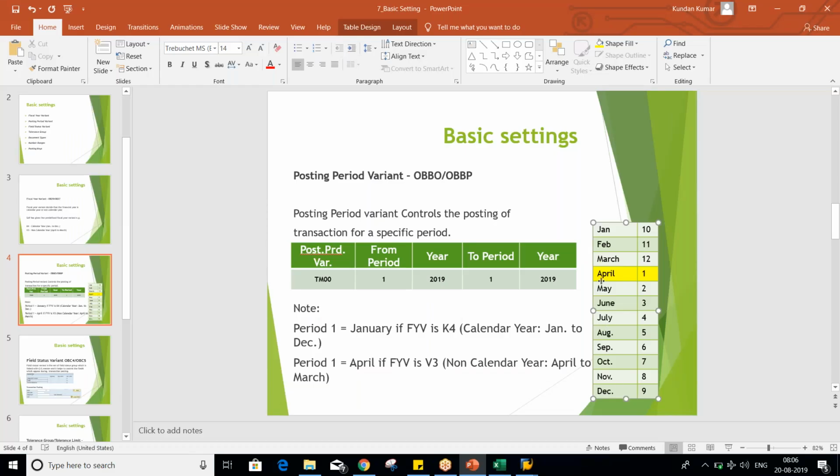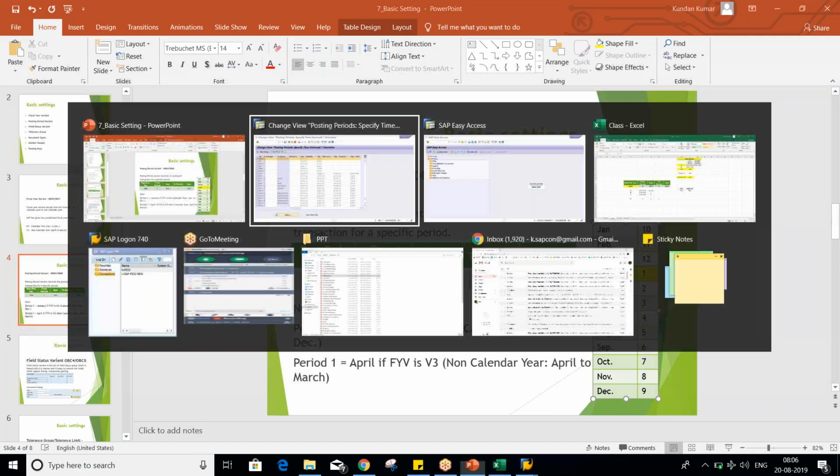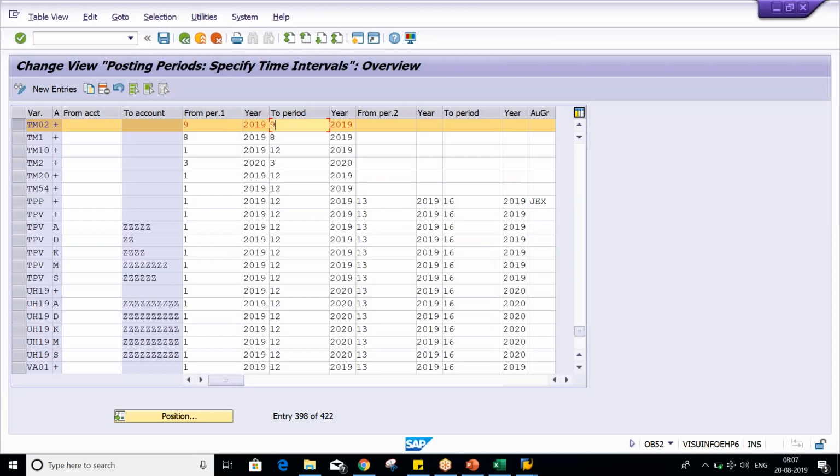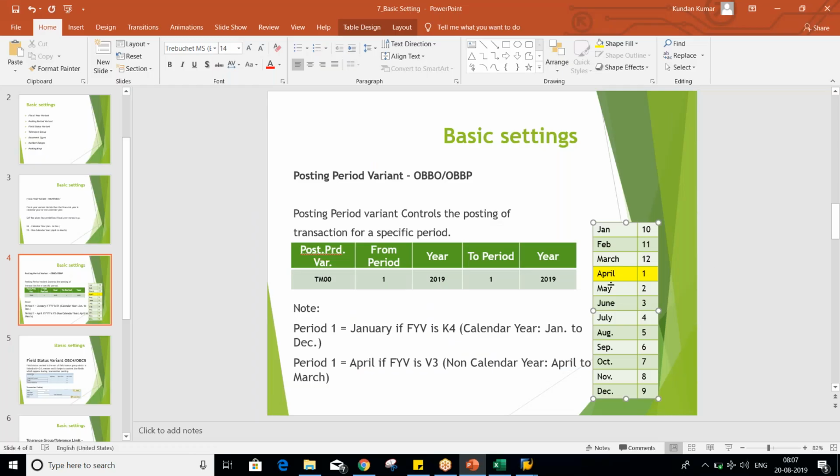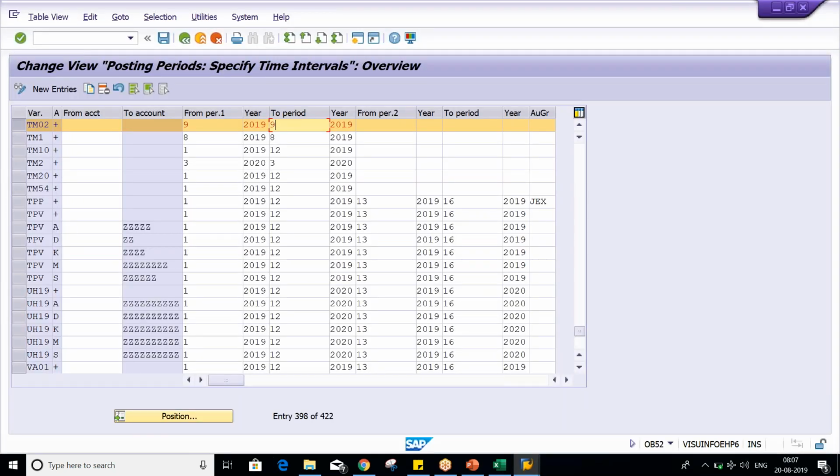Now if you talk about January, I'll explain the year shift once again. In the previous session I quoted an example. In here, January month means what? If you look here, January month means 10th period. So the 10th period we are going to open. 10th period of which financial year, guys?